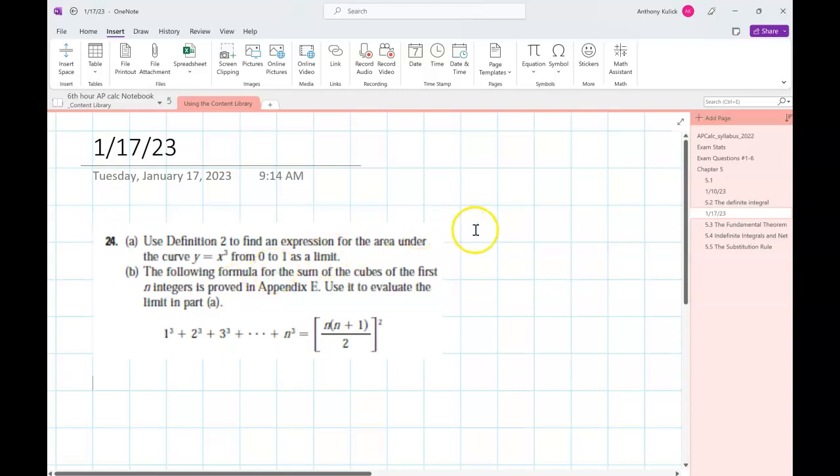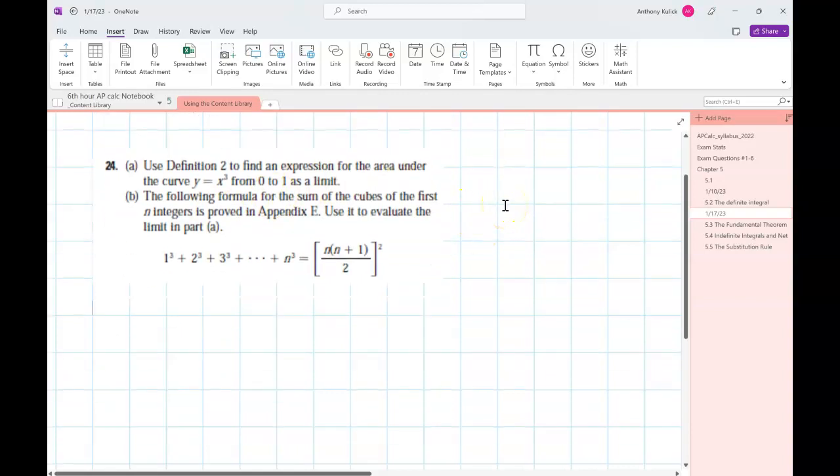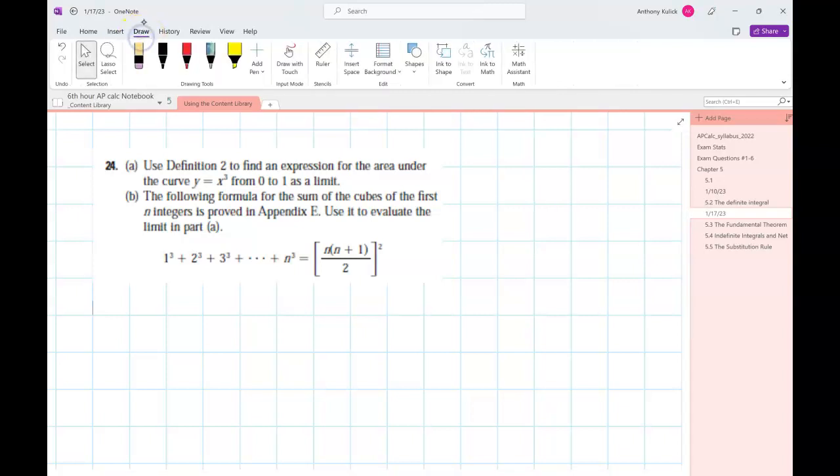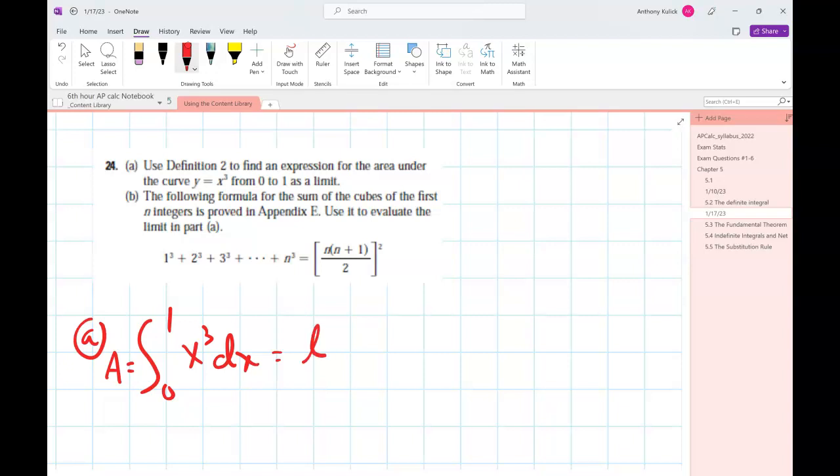All right. It says, use definition 2 to find an expression for the area under the curve for x cubed from 0 to 1 as a limit. So for part A, they're asking us to find this because we know the area is the same thing as the integral. And if I use definition 2, that says that I can think about this as the limit of the sum of f of x sub i delta x.